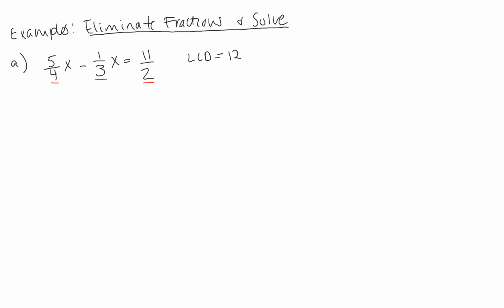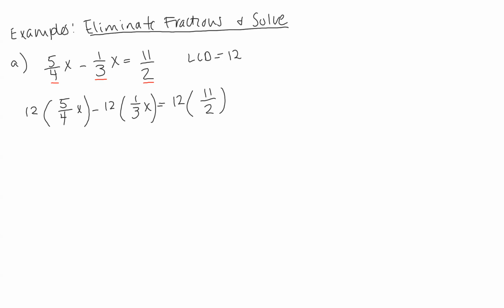So now what I'm going to do is show this step. I'm going to take all 3 of these terms and multiply them by 12. You can always tell the different terms because they're separated by plus, minus, or equals. So I've got 12 times 5/4 x minus 12 times 1/3 x equals 12 times 11 halves. And what you should see here is that each of the denominators will divide evenly into that LCD.